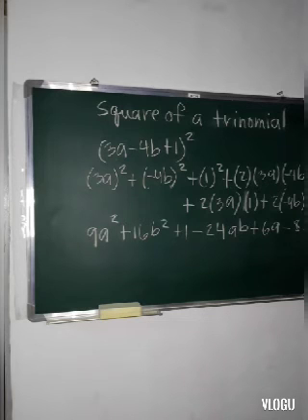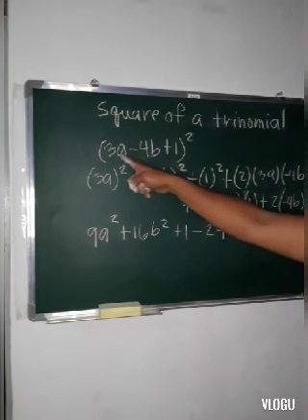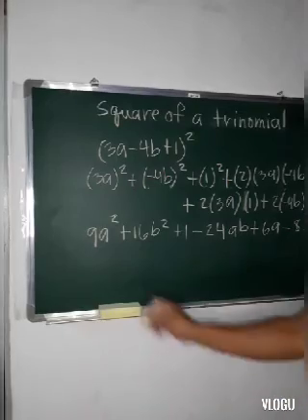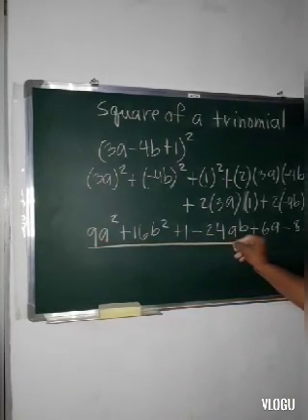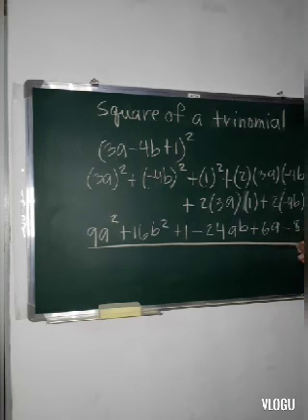Therefore, the product, or the square, of (3a minus 4b plus 1) is equal to 9a squared plus 16b squared plus 1 minus 24ab plus 6a minus 8b. So, this is how we get the square of a trinomial.